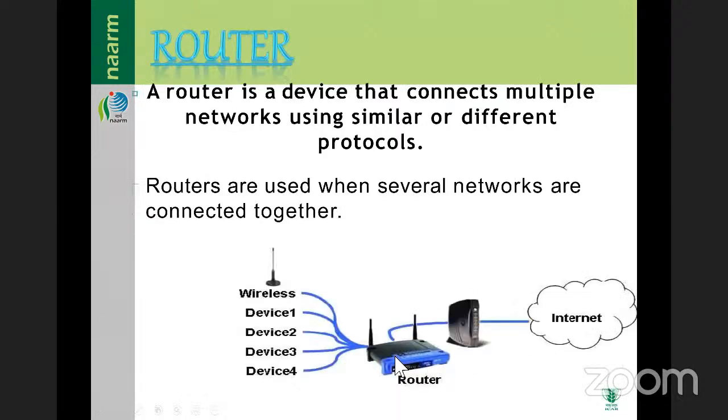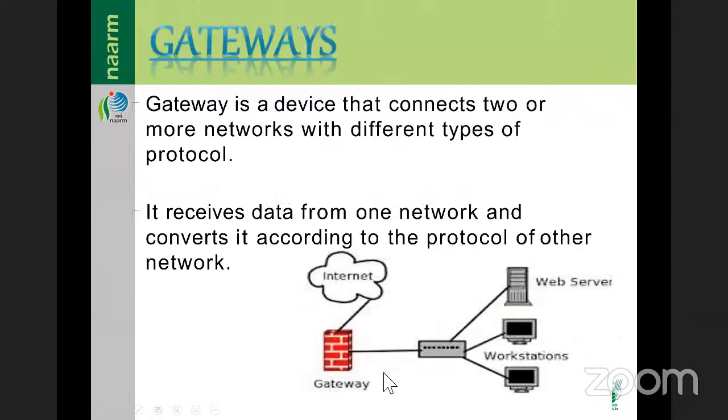Router is also the same. You see here, the modem's internet connection goes through the router. It will go to different devices. So a router is a device that connects multiple networks using similar or different types of protocols. Routers are used when several networks are connected together. If several networks are required, we can go for this. Gateways are different. A gateway is a device that connects two or more networks with different types of protocols. Internet is going to different workstations, servers, and other places. It receives data from one network and passes it to another network, converting it according to the protocol of the networks.